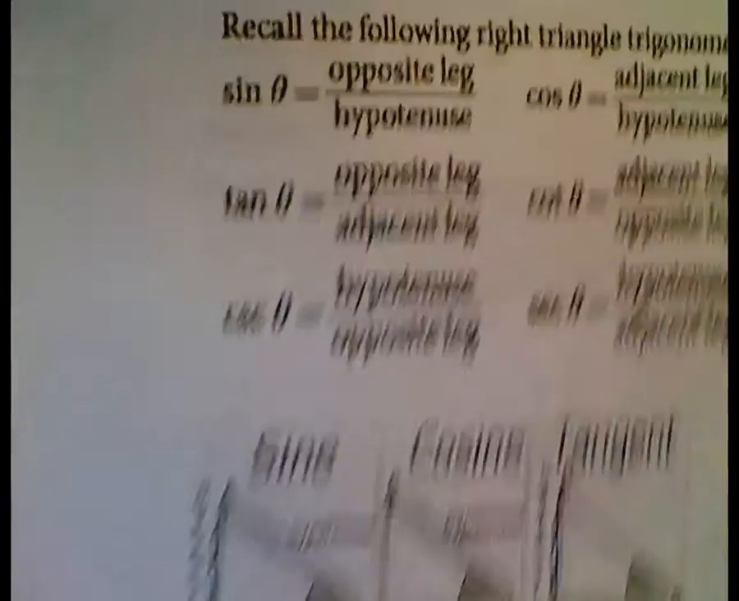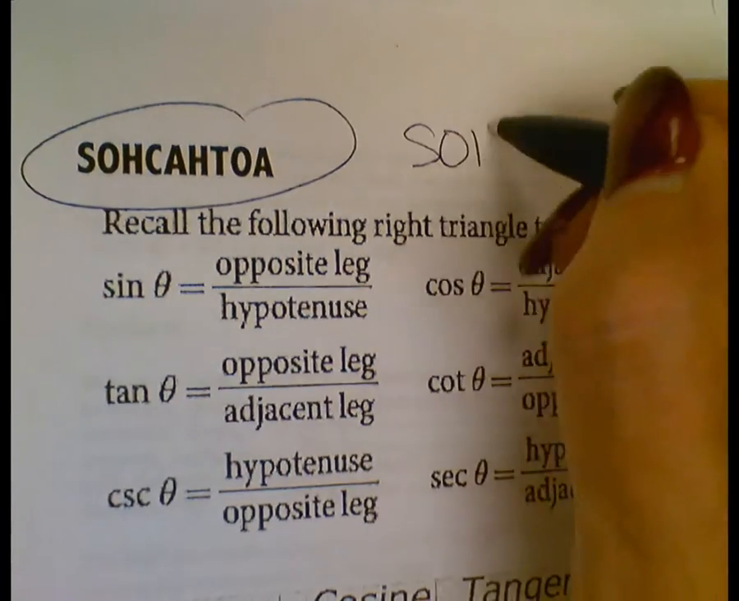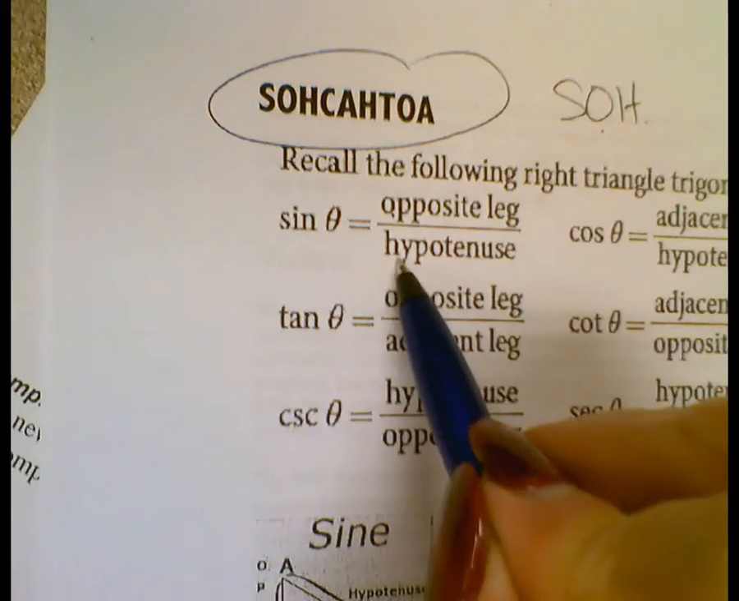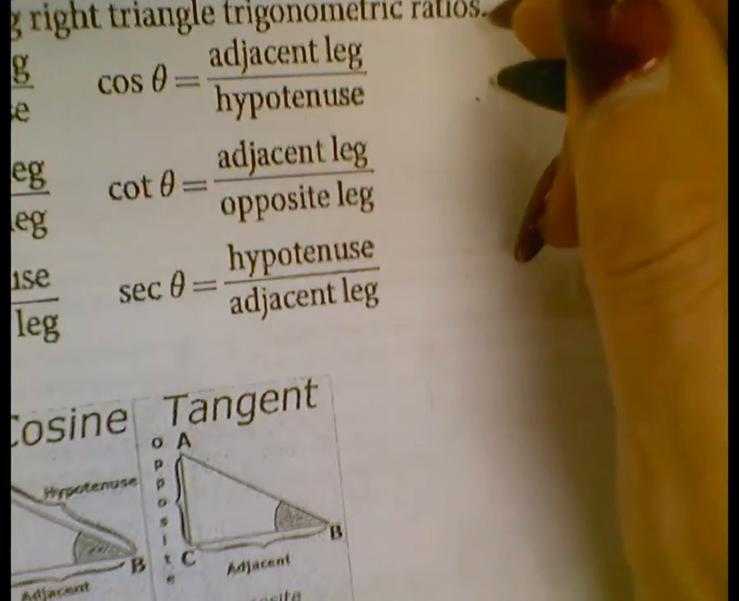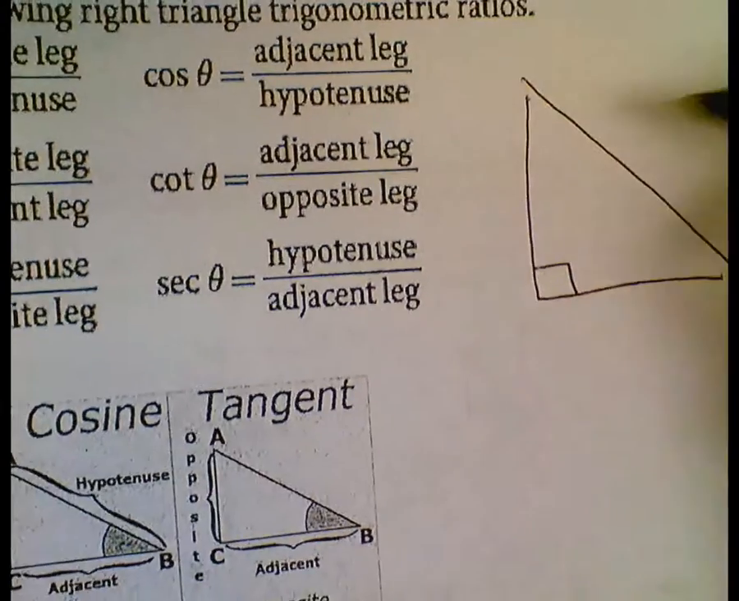Okay, a little bit about SOHCAHTOA. Hopefully you guys remember this. Sine, SOH, opposite over hypotenuse. There it is, opposite over hypotenuse. Okay, so if you're looking at a triangle here, it doesn't matter how you draw your triangle. You just have to know what angle you're going from.